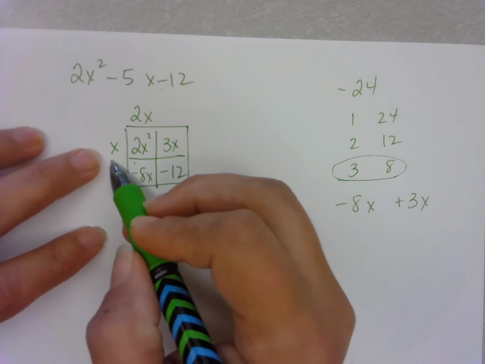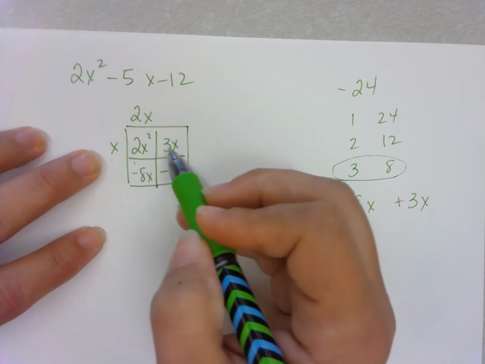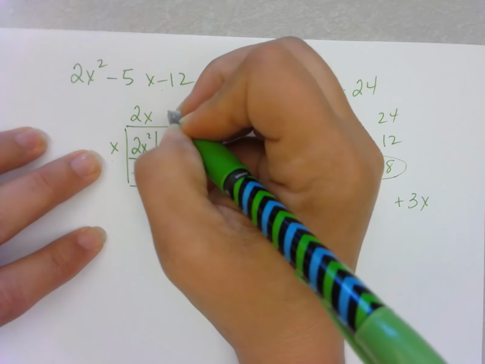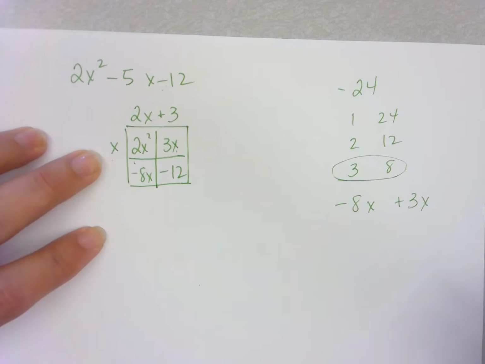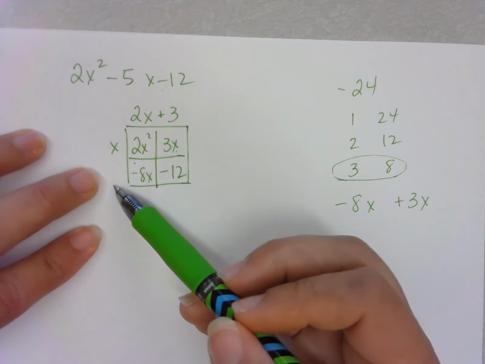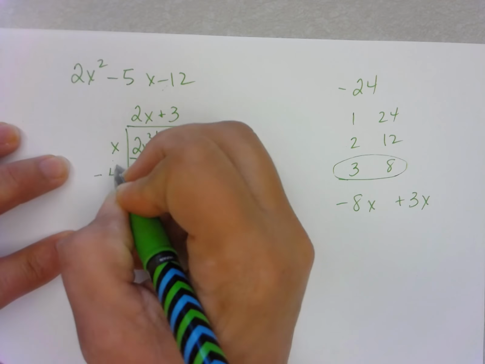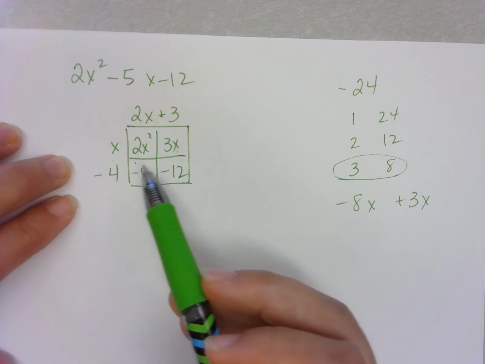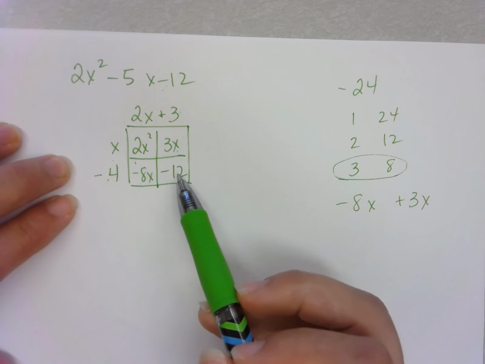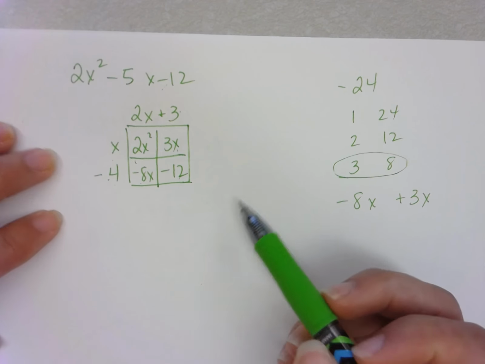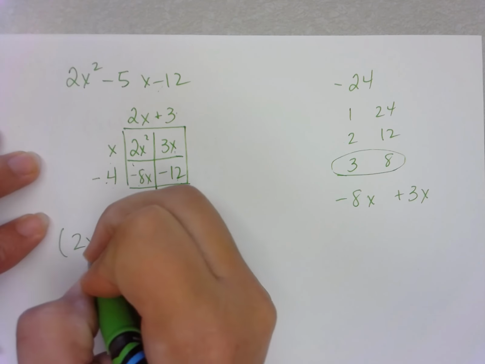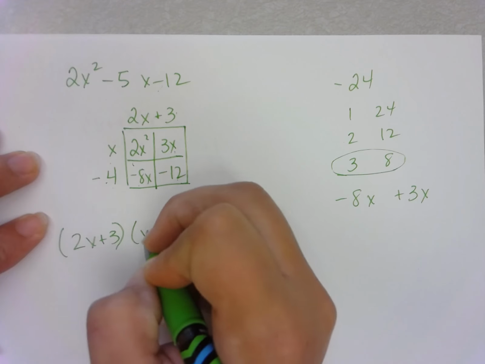Okay, so now I'm just going to look this way first. 2 times what will give me 3x, and that's just positive 3. So I just put the plus up there. I don't really need it. I can just put it in at the end. And then I have 2x times something here to give me negative 8x. So that would be negative 4. And then just to make sure that I've got it right, negative 4 times positive 3 gives me the negative 12. And so my two factors are 2x plus 3 and x minus 4.